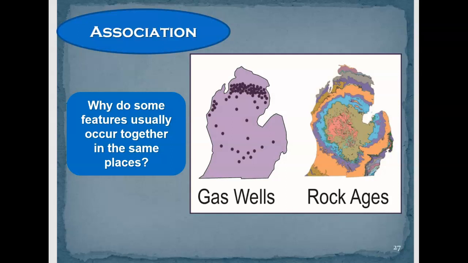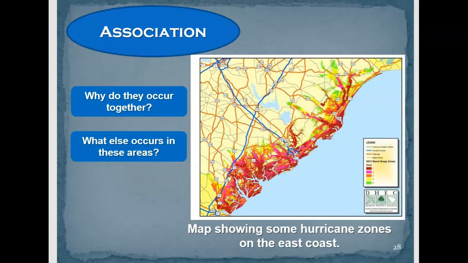So here you can see gas wells. Where all the purple dots are, those are all the locations for gas wells. Why are those commonly found together? And here you can see rock ages. Why do they occur together? What else occurs in these areas?